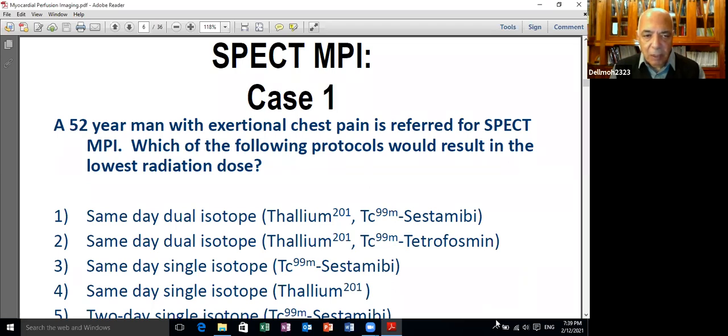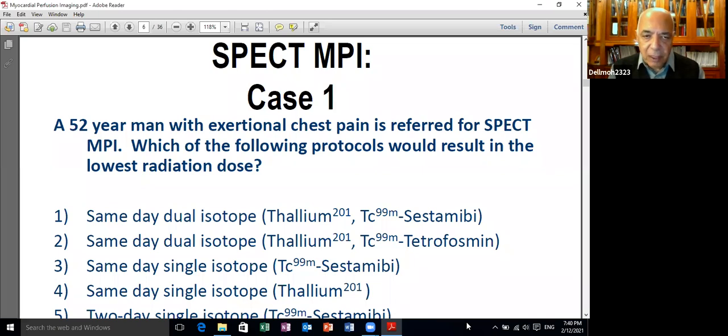Number 1, same-day dual isotope thallium at rest and technetium sestamibi after exercise or stress, or same-day dual isotope thallium at rest or technetium tetrofosmin, or same-day single isotope technetium sestamibi, or same-day single isotope thallium, or 2-day isotope picture. So which one of these is producing the least amount of radiation? This is important because the safety of the patients is a priority, of course.